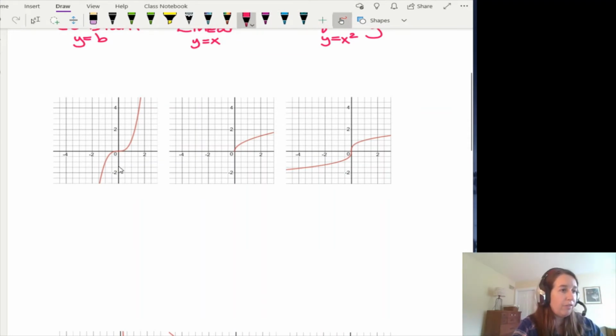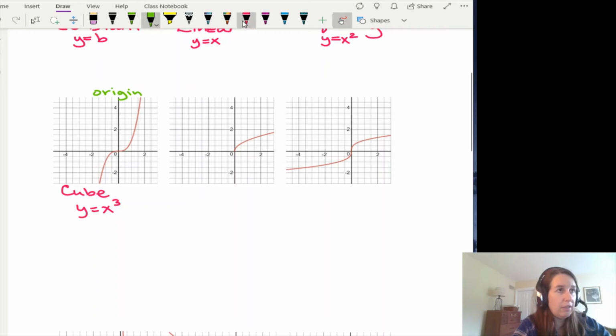So to look at 3 more functions, we now have this function that starts down in the 3rd quadrant and increases into that first quadrant with that curve. That is called the cubing function or the cube function, and that is y equals x cubed. Notice that once again, that is symmetric about the origin. So you might want to mention that its symmetry is about the origin.